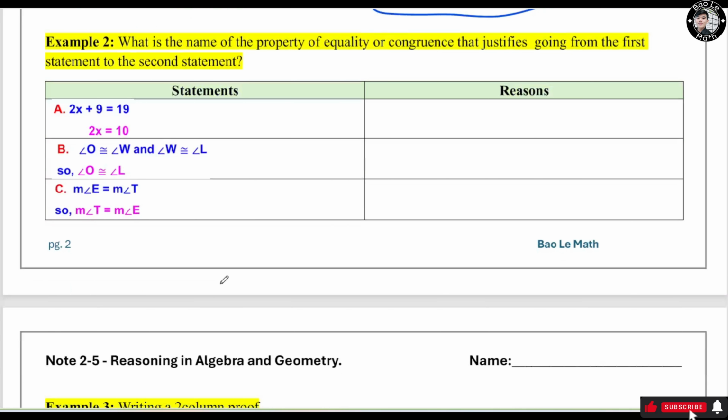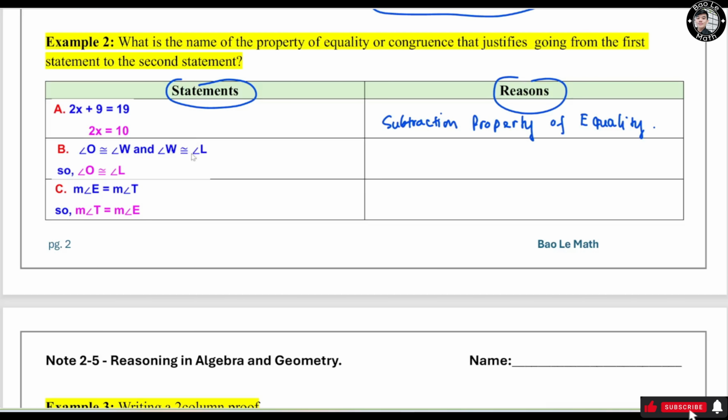Now example number 2. It's going to be the opposite of example number 1, right? Given the statements, we need to find the reasons, right? So we look at answer choice A right here. 2x plus 9 equals 19. And then we have 2x equals 10. Does that mean we subtract 9 from both sides, right? So we're going to write over here subtraction property of equality.